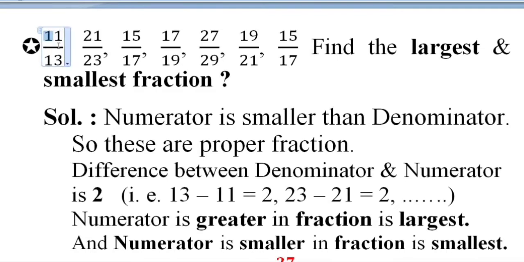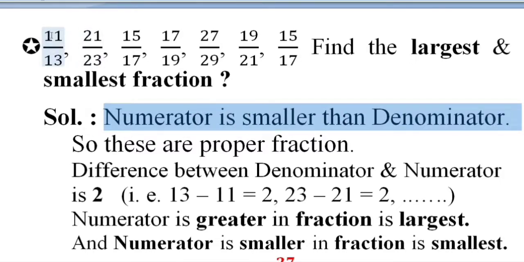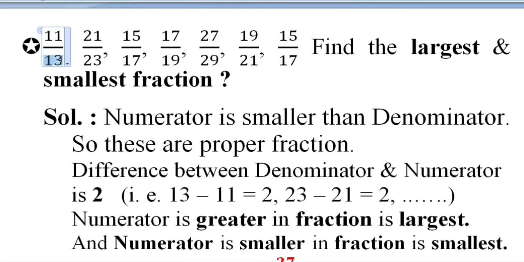11 by 13, 21 by 23, 15 by 17, 17 by 19, 27 by 29, 19 by 21 and 15 by 17. Find the largest and smallest fraction. Solution: the numerator is smaller than the denominator. Numerator 11 and denominator 13; 11 is smaller than 13. Numerator 21 and denominator 23; 21 is smaller than 23, and so on. So these are proper fractions.